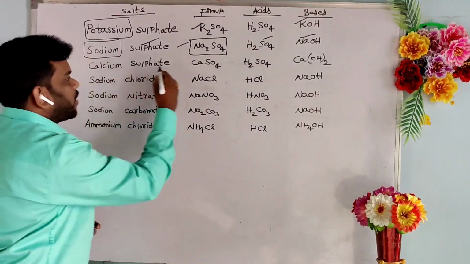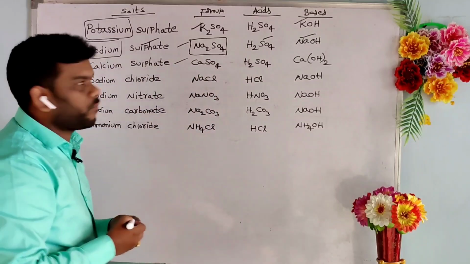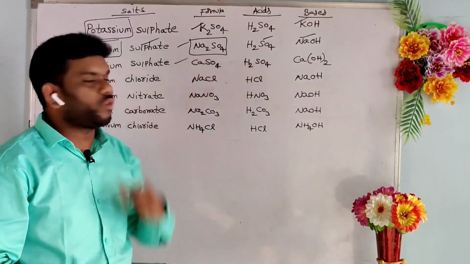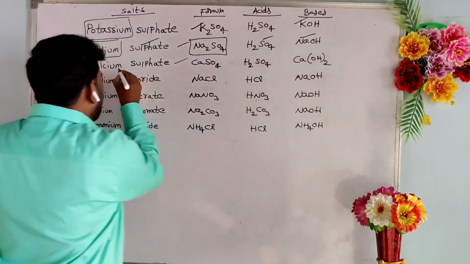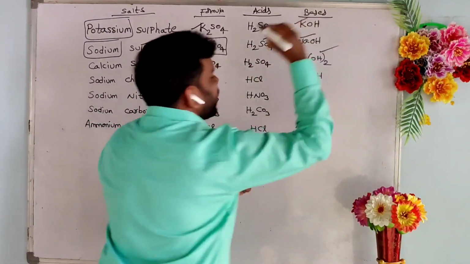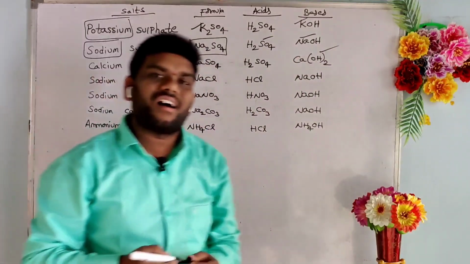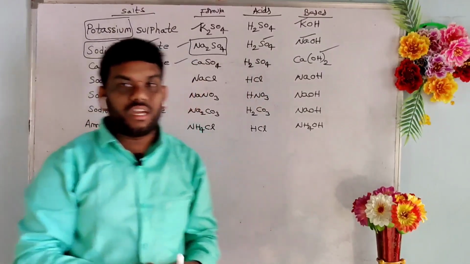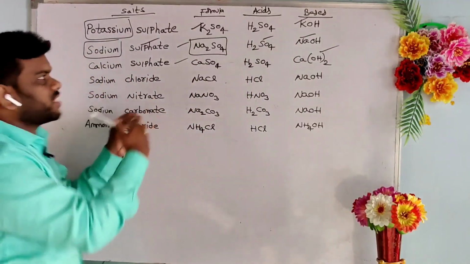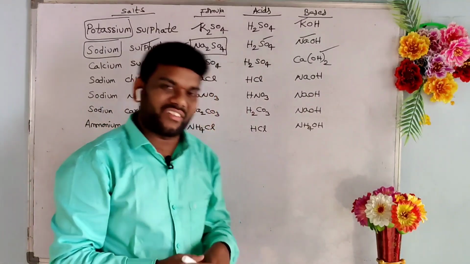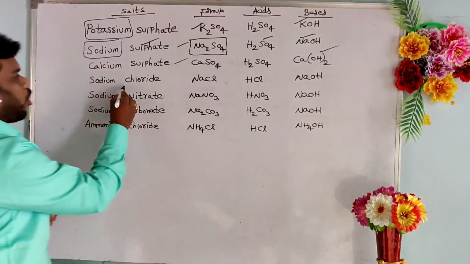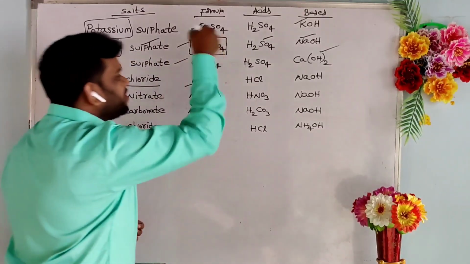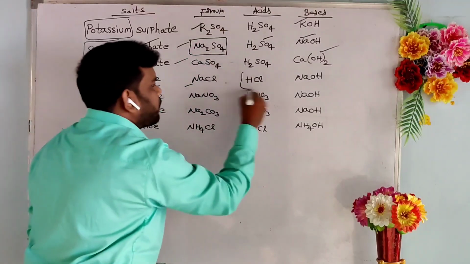So what is the formula of calcium sulfate? CaSO4. In this category, the salt is categorized under H2SO4, and for this salt, what is the base formula? Calcium hydroxide. Calcium sulfate comes from the acid, sulfuric acid, and the base, calcium hydroxide. So similarly, chloride, sodium, NaCl. Similarly, in this NaCl, what is the acid?